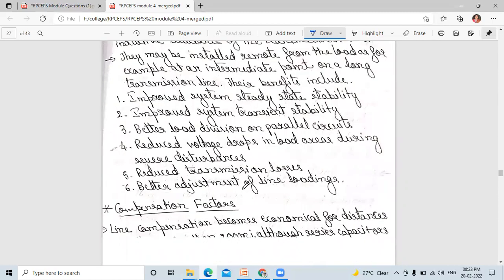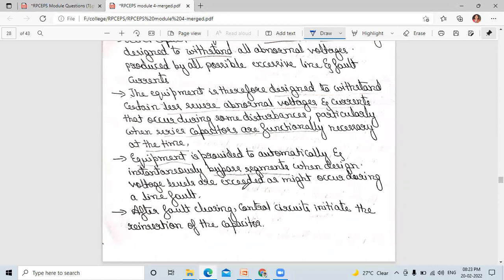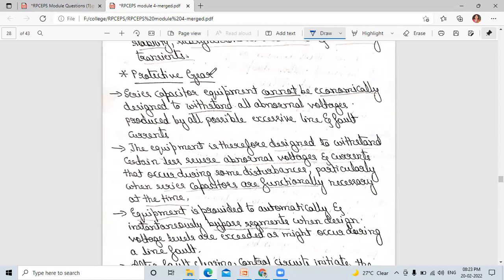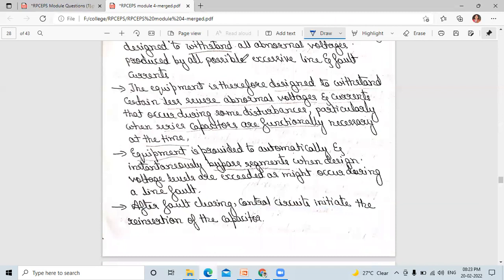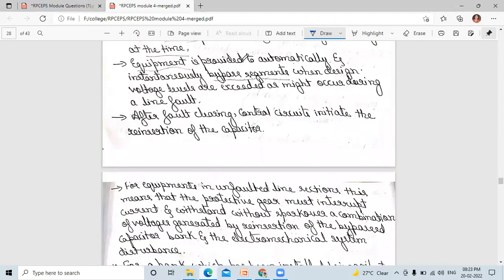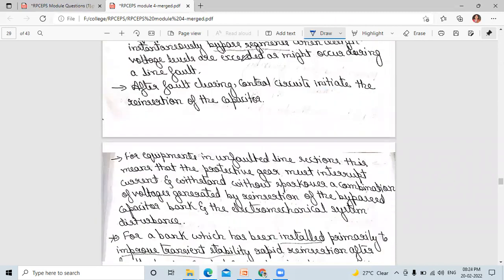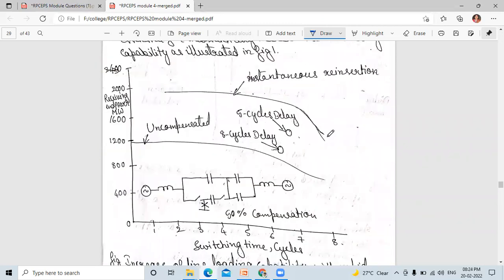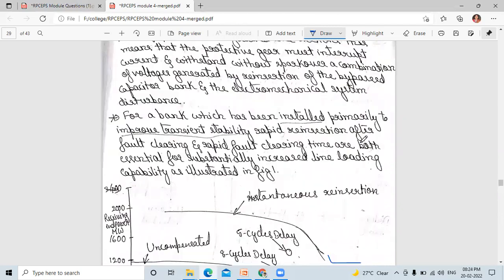Series capacitor, protective gear. Okay, this is a protective gear. They may ask for 10 marks or 5 marks, 8 marks, like that. So if they ask for 10 marks or 8 marks, first you mention this circuit. You mention this switching time cycles, and you write sentences regarding this.